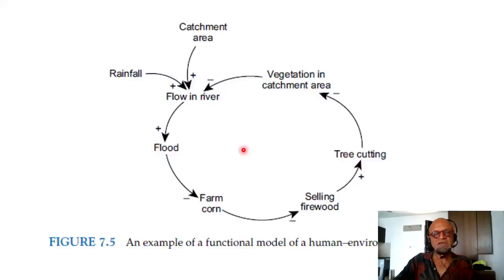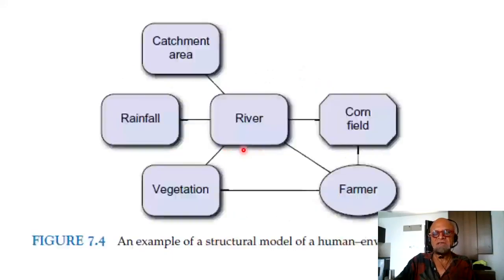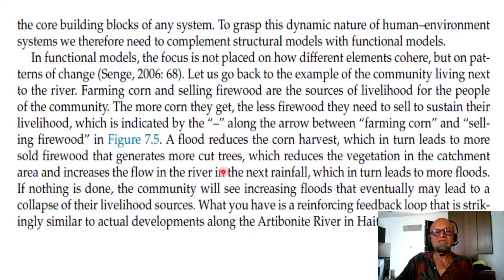So that's now an example of a functional model. This is an example of a structural model. Obviously they are not independent. We are talking about the structure of the human environment system here, and we are looking at its function here. Okay, so am I in the right place?